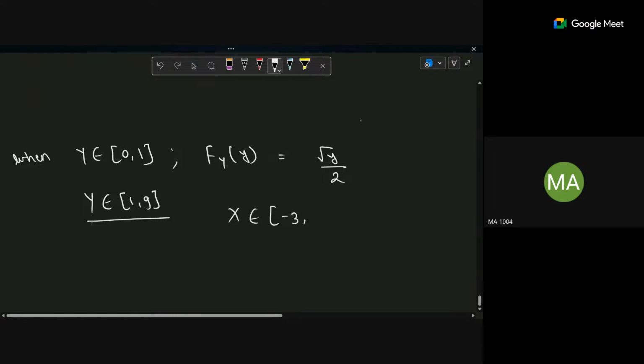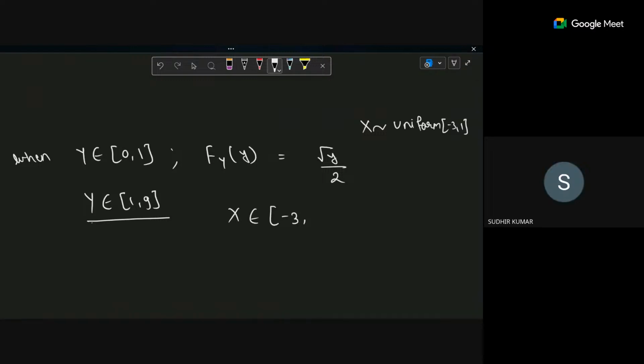But x is a uniform distribution from -3 to 1. So we will take -3 to -1, because -1 to 1 is already calculated. One more reason: if you take -3 to 1, then your range is not 1 to 9, your range is 0 to 9. Okay, so -3 to -1.